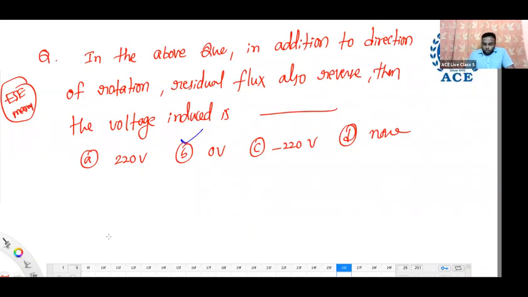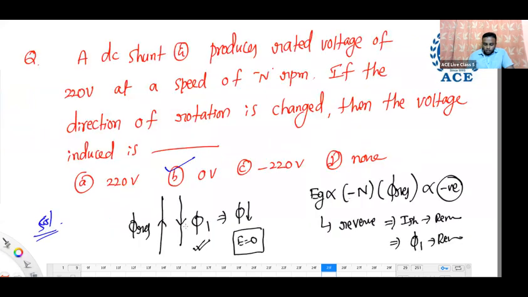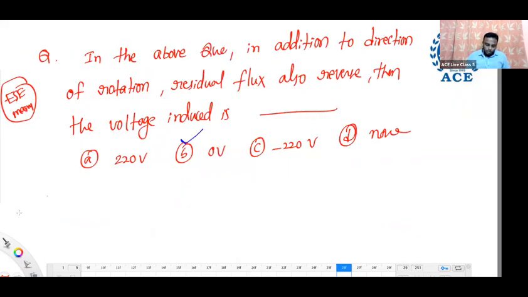So what you are thinking now is that in the previous question, the residual flux and phi1 came in opposite directions, but whenever the residual flux is reversed, both will come in the same direction. Most of you think that, but you don't change it directly here. Again start from the starting. What did they say? In addition to the direction of rotation, the residual flux also reverses. So reverse the residual flux first. I reversed it. Okay, the residual flux is reversed.